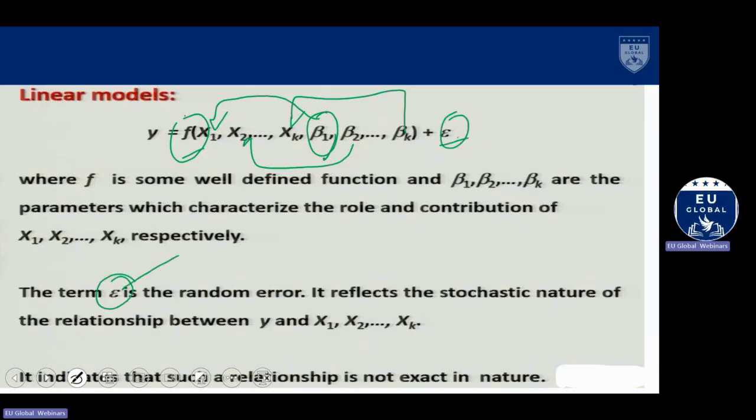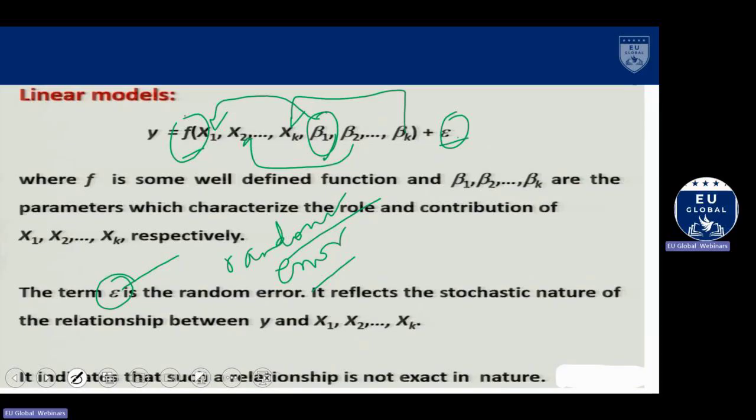This e is a very important part of the linear model. It is called the random error, or epsilon, right? It tells you the stochastic relationship between x and y. So there is always a random error. When we talk in mathematical form, e can be equal to 0, but in statistical form, e is never equal to 0. That is why epsilon represents an error.